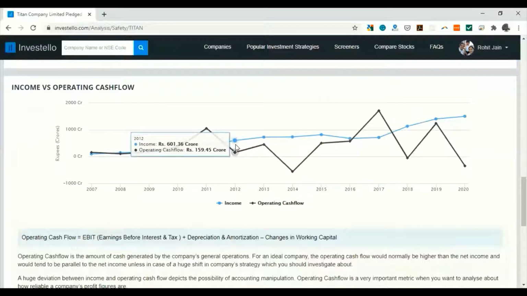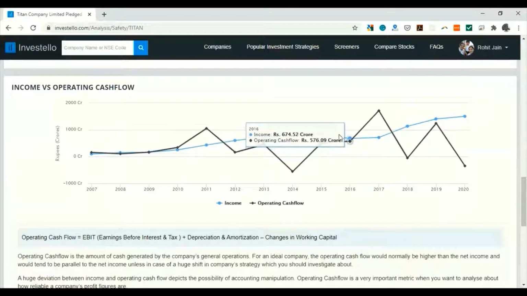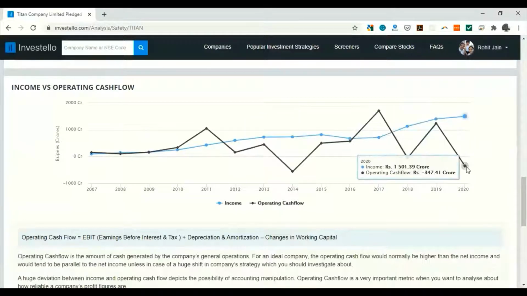Between the period of 2012 and 2016, it was less than net income, and after that it has been zigzag. And in the latest results, in 2020, the operating cash flow is negative, whereas income is positive. So the company has actually not earned cash flow from operations. The cash flow has been negative for 2020.